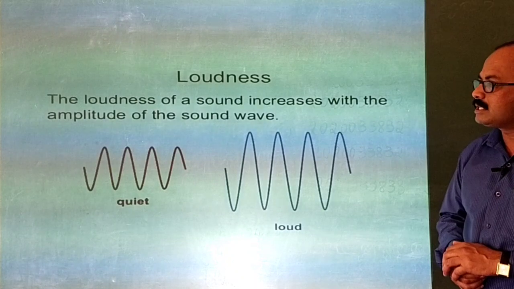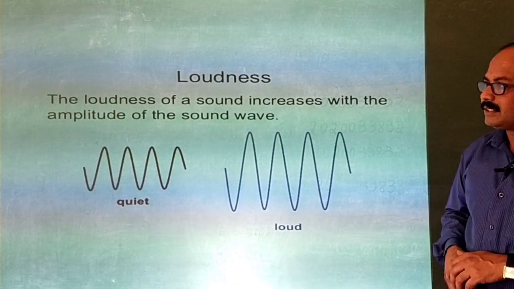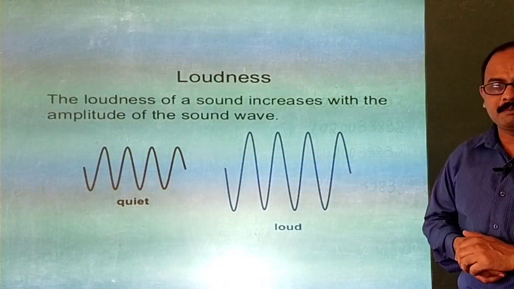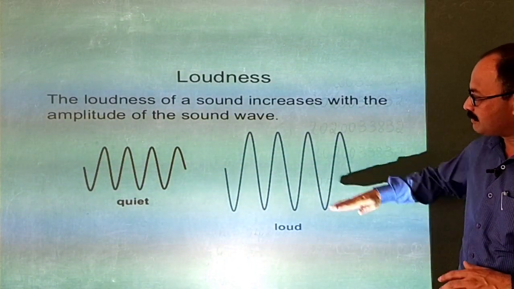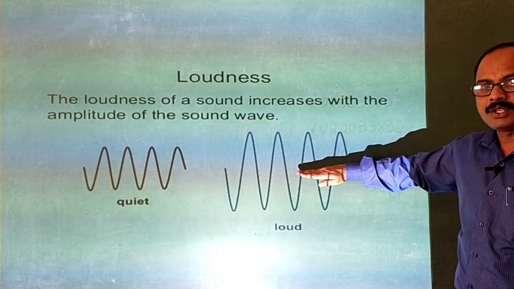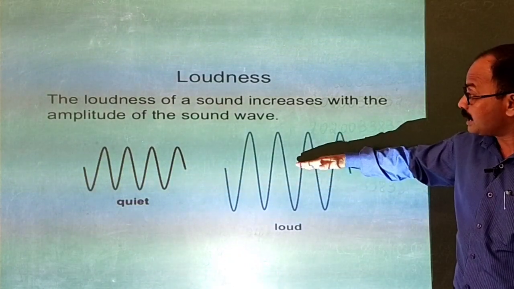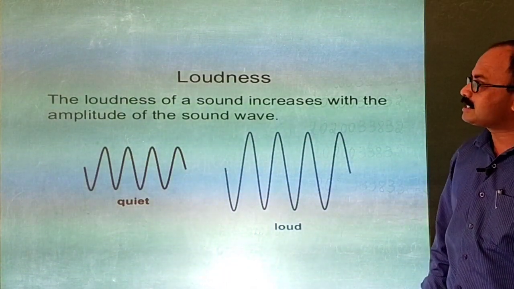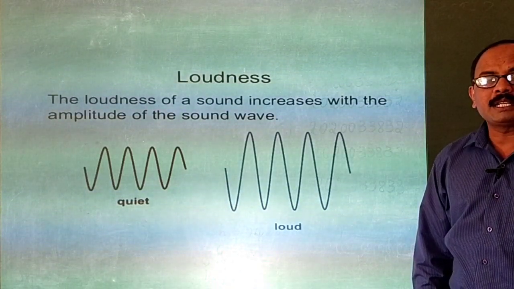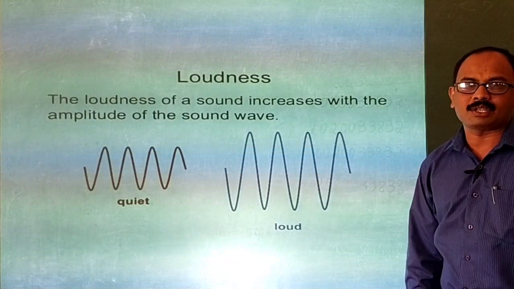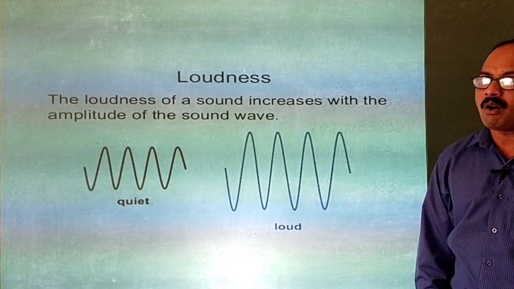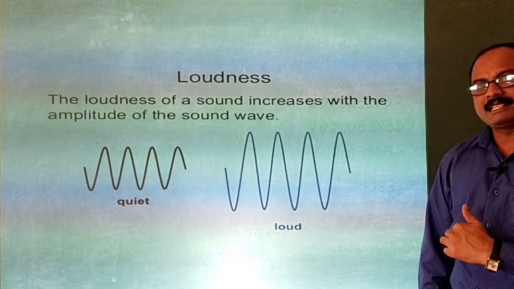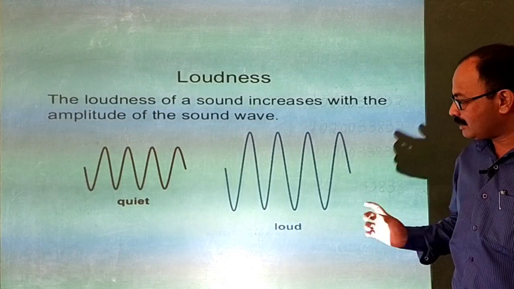See, regarding the loudness, I have taken two waves. For the first one, we have the lesser amplitude. For the second, the amplitude becomes more. Considering this as the equilibrium or mean position, the height of the wave is more in this one, and lesser in the other. Therefore, the loudness of the sound increases with the amplitude. Loudness depends on dash. This is how a fill in the blanks question can be asked. Loudness of the sound depends on amplitude. More amplitude, more loudness. Less amplitude, less loudness.